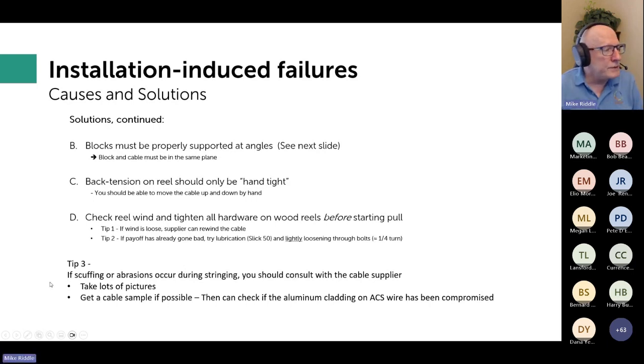If you do post-stringing inspection and find scuffing or abrasions, then you have to talk to the cable supplier. Take a bunch of pictures, send them a sample, or ask them to come out and take a look at it. What needs to be checked is whether the aluminum cladding has been damaged to the extent that the steel is exposed. That's 100% what you're looking for in that situation. And then you can make some best guess estimates of whether you've lost service life.